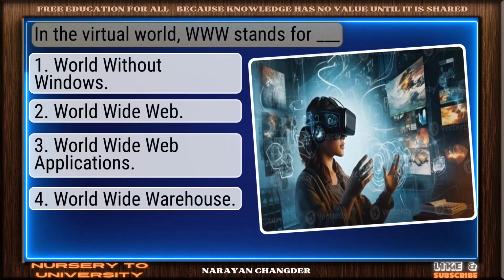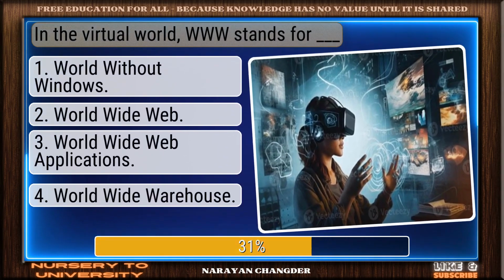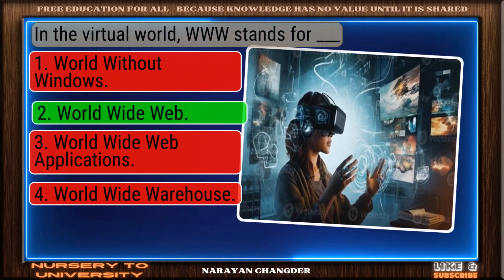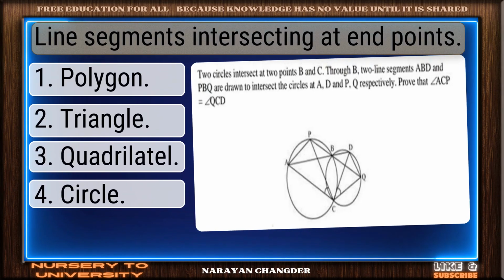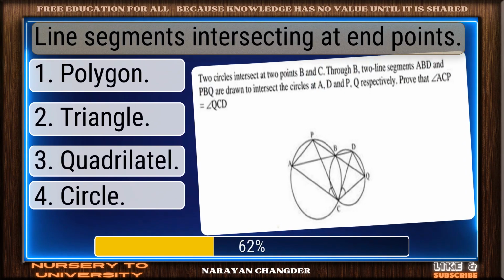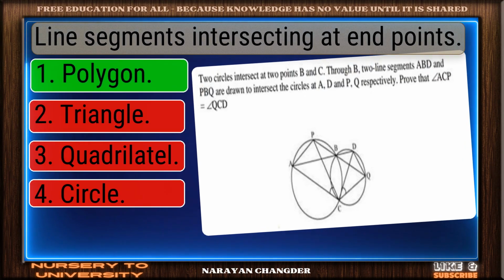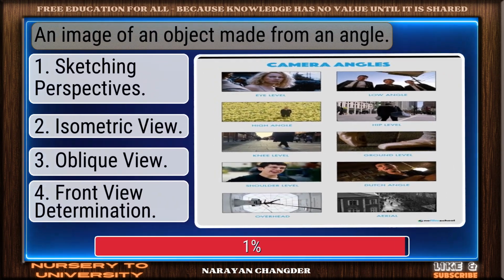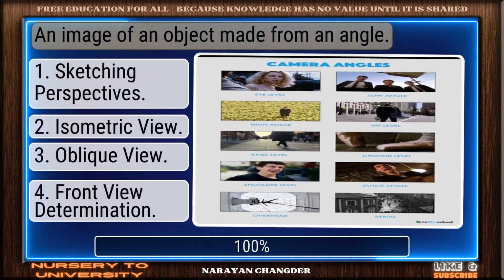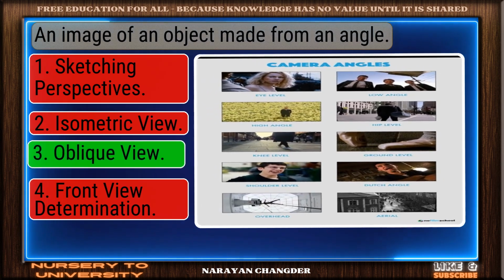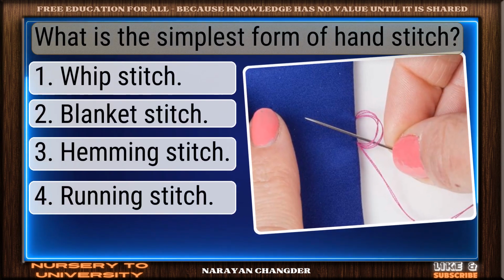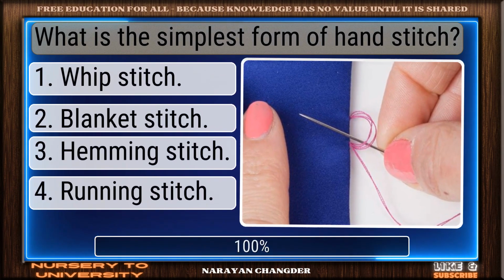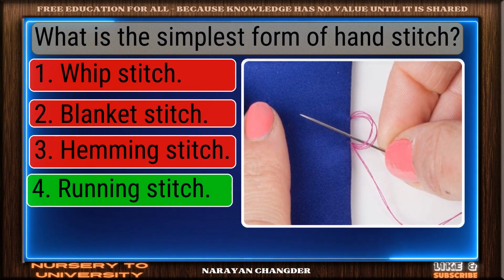In the virtual world, W stands for dash. Perfect. World Wide Web is the one. Line segments intersecting at endpoints. Valid point. Polygon is true. An image of an object made from an angle. Exactly. Oblique view makes sense. What is the simplest form of hand stitch? Correct. Running stitch is spot on.